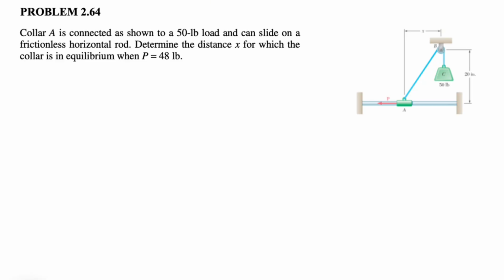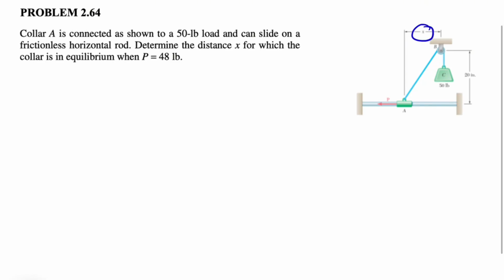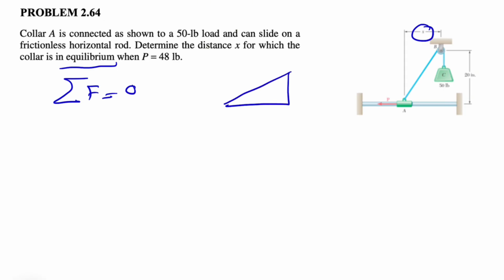So we need to determine the distance x for which the collar is in equilibrium, and we know the force P is 48 pounds. The x that we are referring to is in here, and since we are in equilibrium, the sum of all forces equals 0. Or if we are using trigonometry, all the forces have to be in a loop format. If we have three forces, they have to be in these directions, so the head of each force has to be the tail of the other one. That way we can satisfy the equilibrium.